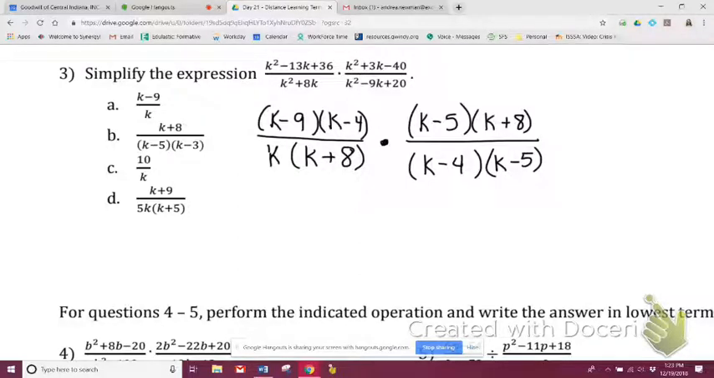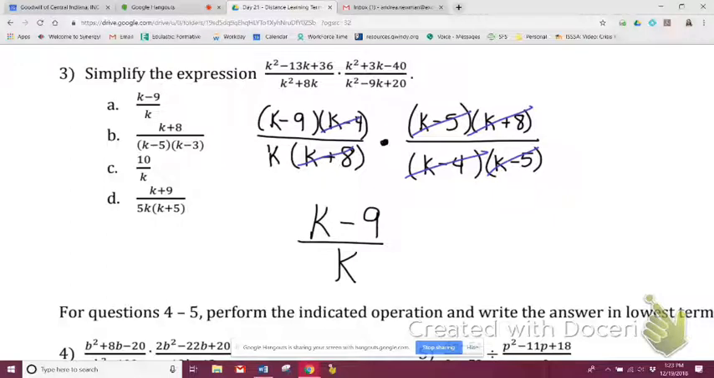Cancel stuff out. Remember, you always cancel things in pairs. They have to match exactly, including the signs. So give me one pair you can cancel out. The k minus 5s cancel. K minus 4 cancels. And the k plus 8 cancels. So that leaves me with, in my numerator, k minus 9. In my denominator, leaves me with k.